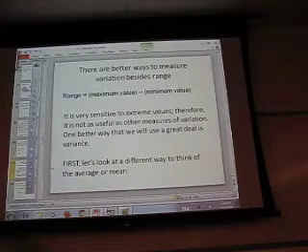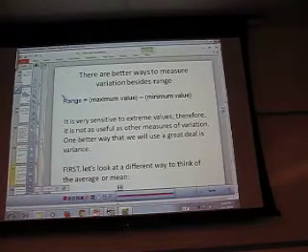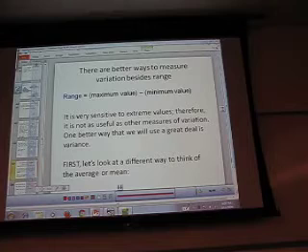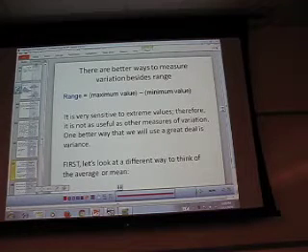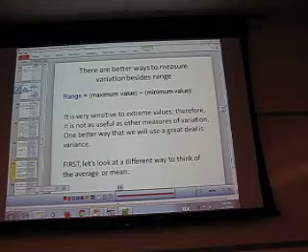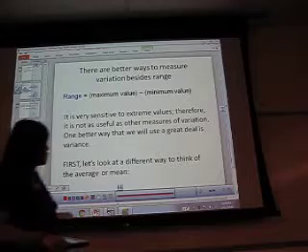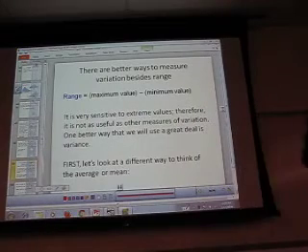There are better ways to measure variation besides range. Range equals the maximum value minus the minimum value. It is very sensitive to extreme values, therefore it is not as useful as other measures of variation. One better way that we will use a great deal is variance. First, let's look at different ways to compare the averaging.